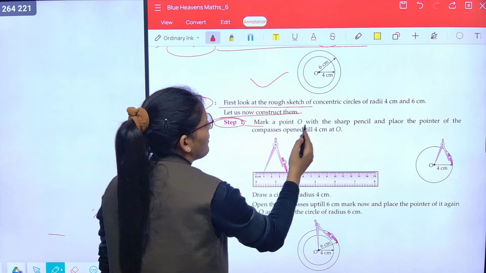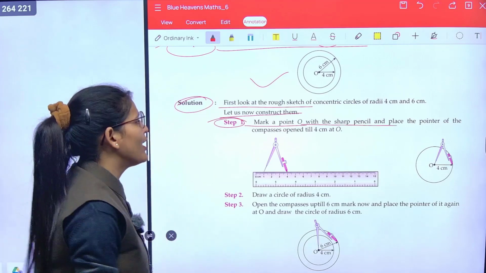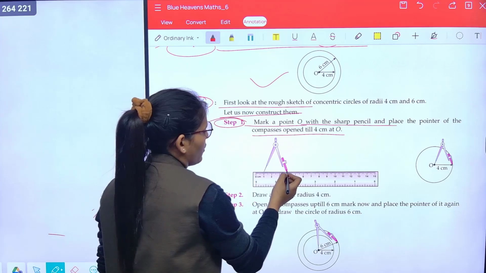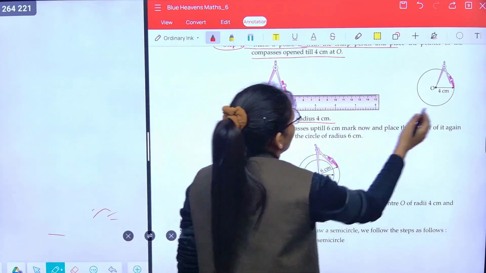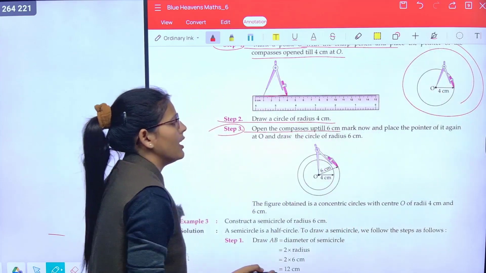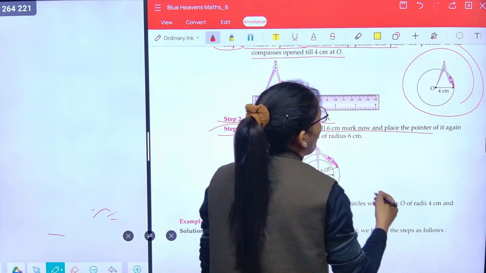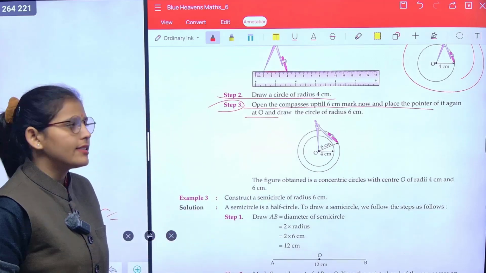Step 1, mark a point O with a sharp pencil and place the pointer of the compass, open till 4 cm, at O. Like this. Understand class? Draw a circle of radius 4 centimeter like this. Now step 3, open the compass up till 6 centimeter. Now place the pointer again at O and draw the circle of radius 6 centimeter.